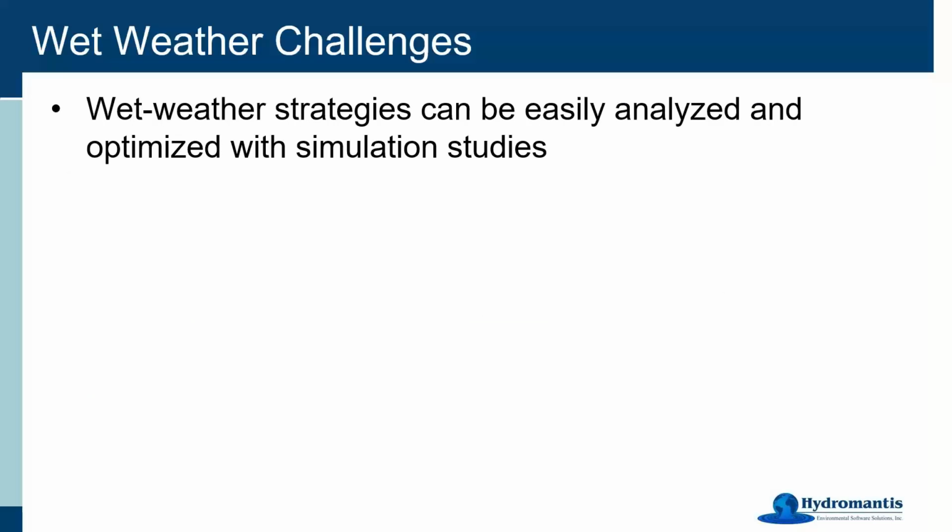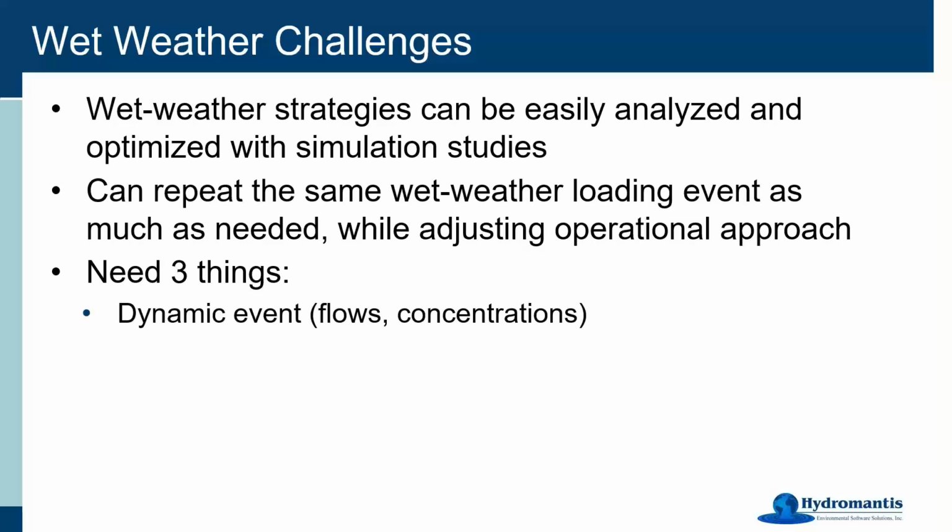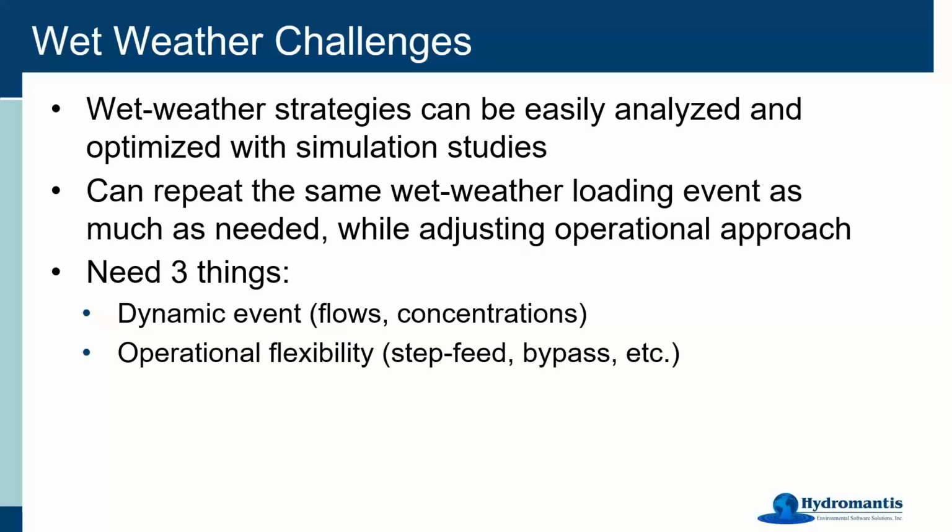All right, so simulation is actually a really great way to study wet weather strategies, because you get to basically relive that wet weather event over and over again and rerun it as much as needed in a very deterministic way. If you want, you can get exactly that same storm over and over again, while adjusting your operational approach, seeing what works, what doesn't, doing analysis, doing optimization, that sort of thing. You need basically three things to do this kind of study. You need a dynamic event, so changes in your influent flow and concentrations, potentially, if you like, some sort of way of making that change during a dynamic simulation that you're running in GPSX.